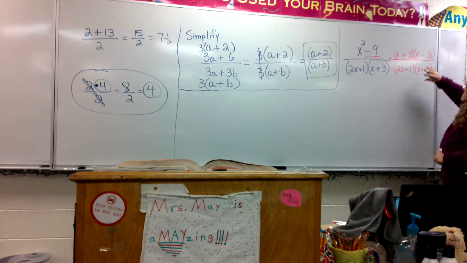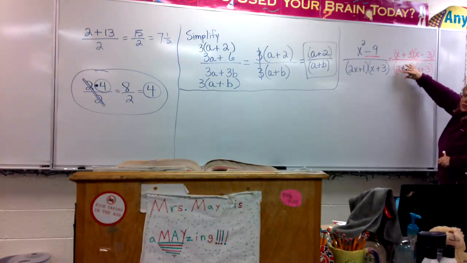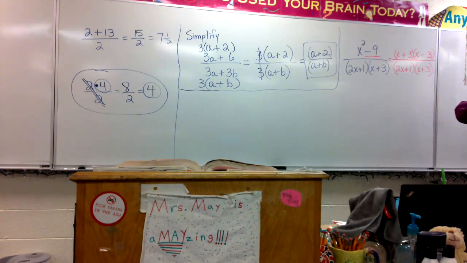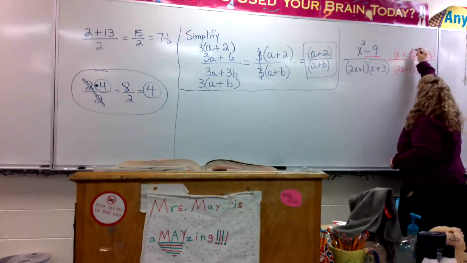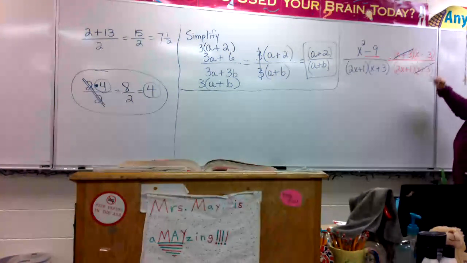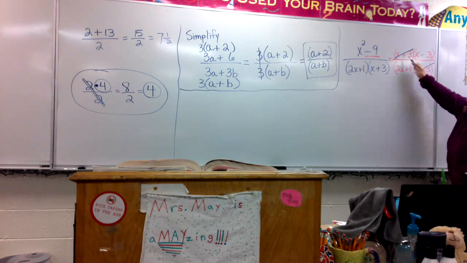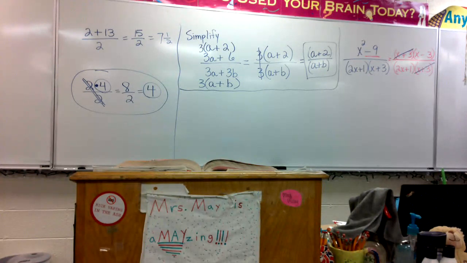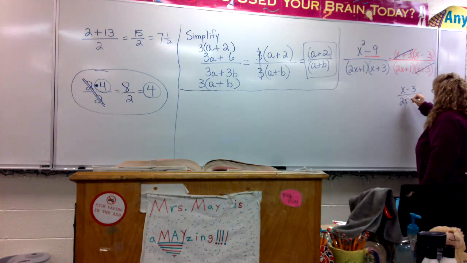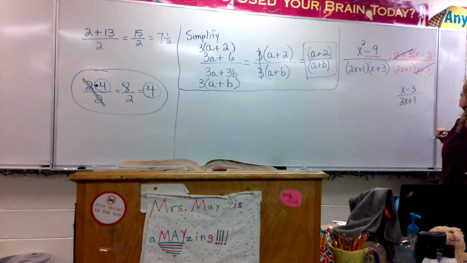It's this whole thing times this whole thing. What can you do? Since I'm canceling this whole thing, I can cross off the whole chunk because it's that thing times the other one. So I can cross it off, x plus 3, x plus 3. Remember, top and bottom, you have to cross off things that are the same. And so what's left? X minus 3 on top, and the 2x plus 1 on the bottom.